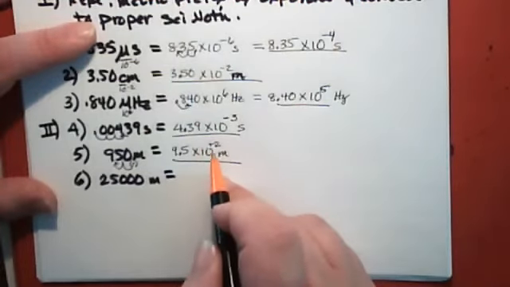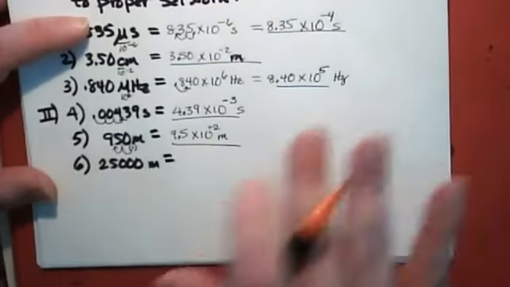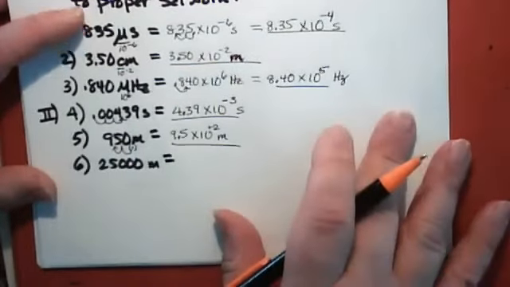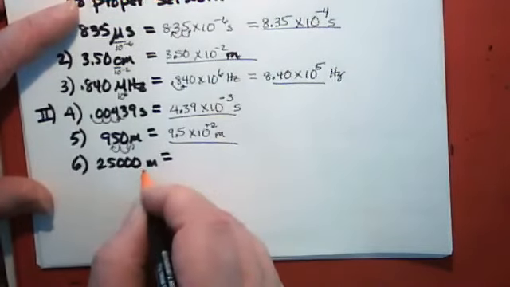You don't actually have to write the plus in front of the 2 if it's a positive exponent. If there's no sign, you assume it's positive. I just wrote it in to be clear, to make it obvious.